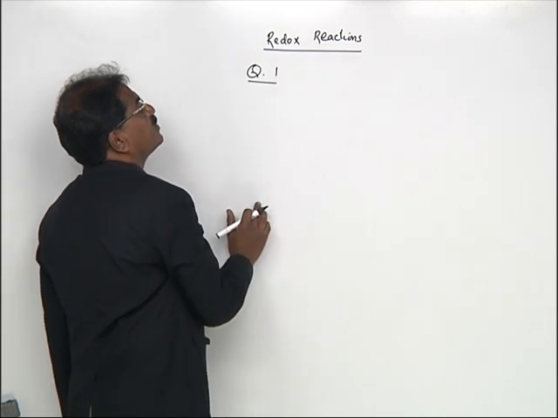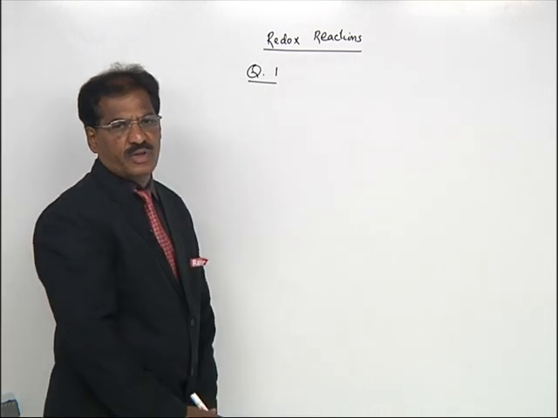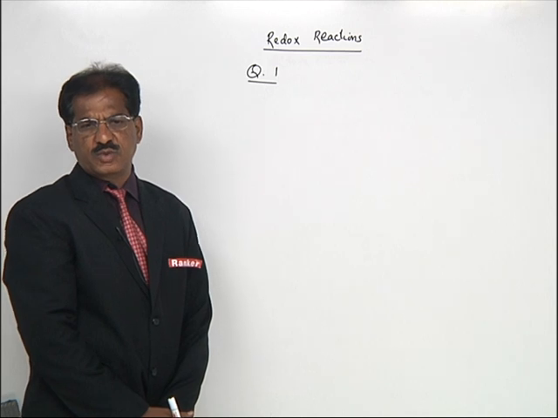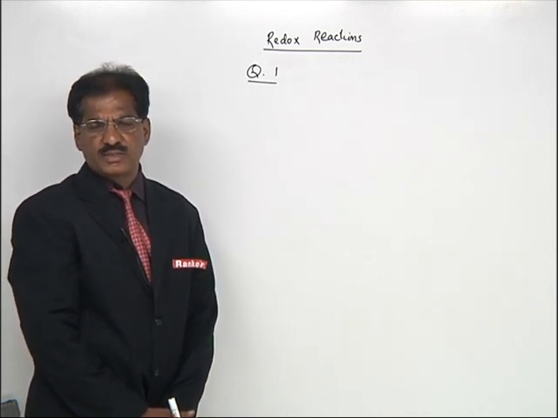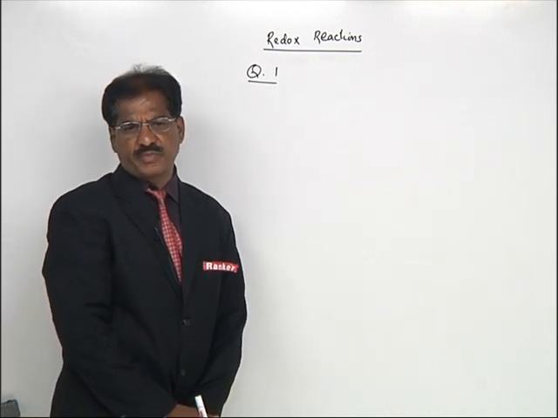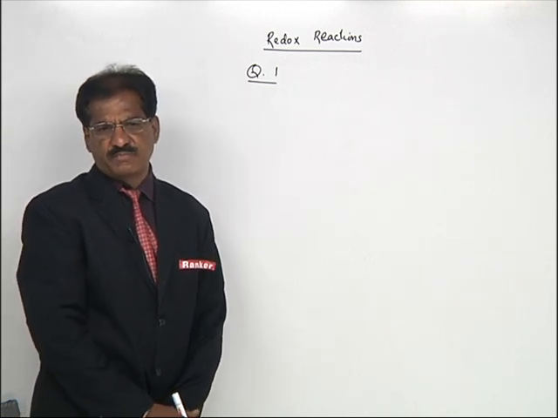I will start the redox reactions question answer discussions. Question number 1. In the following reaction, 3Br2 plus CO3 2- plus H2O gives 5Br- plus BrO3- plus HCO3-. Now we have to identify the correct option for this reaction.